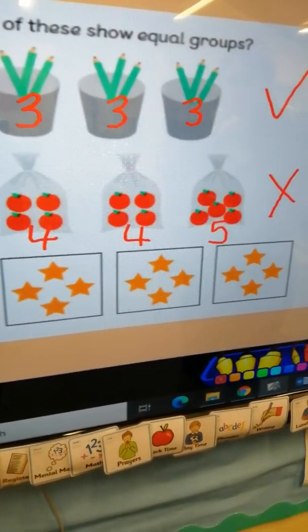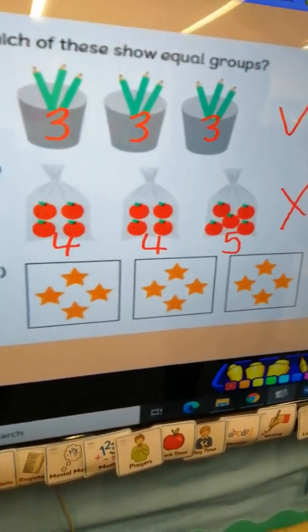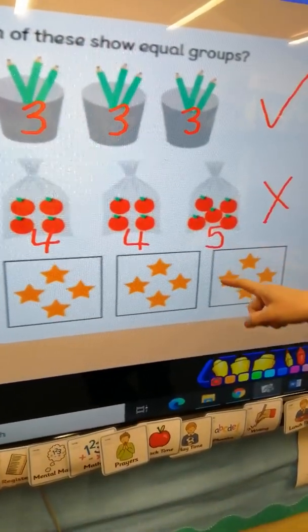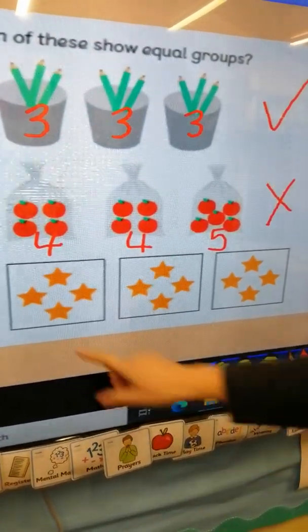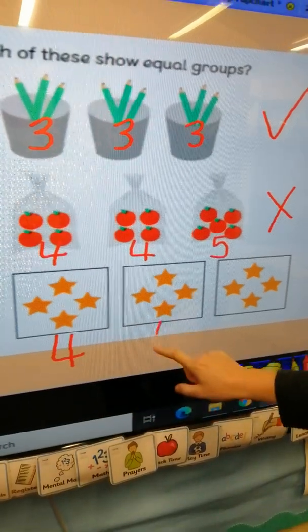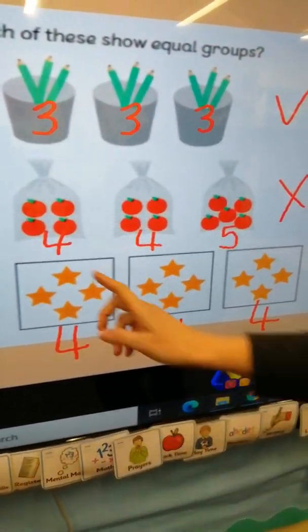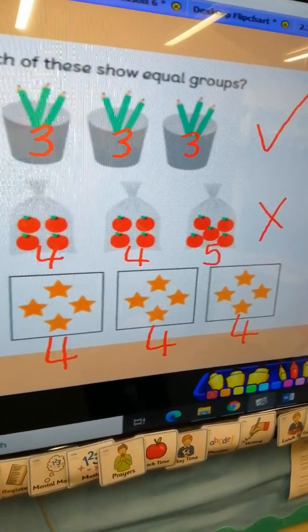Now let's have a look at the stars. Does it matter about the pattern? No, it doesn't matter about the pattern, does it? We could have 4 in a row, we could have 4 going diagonally, we could have 4 in a zigzag pattern. The quantity is what we're looking at. We've got 4 in here, 4 in here, and 4 stars in here. So these groups are all the same. We say these groups are equal groups.